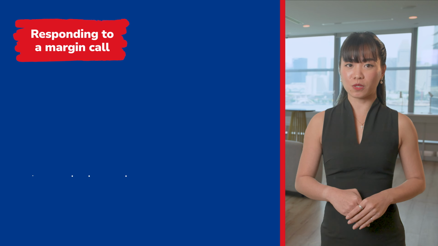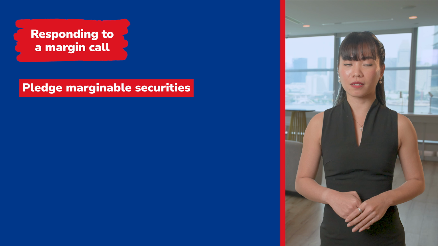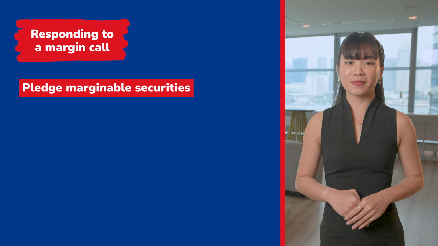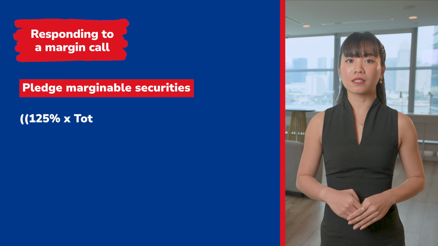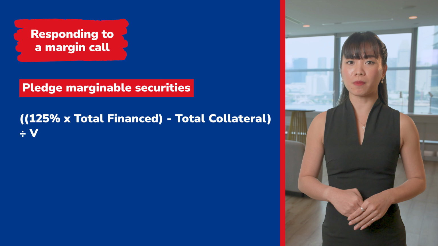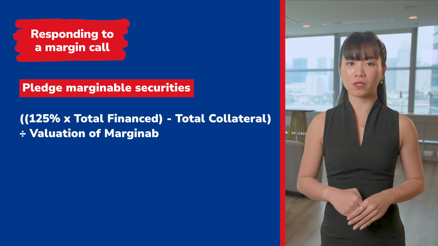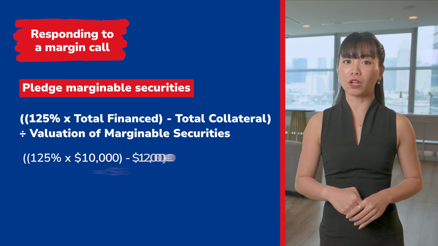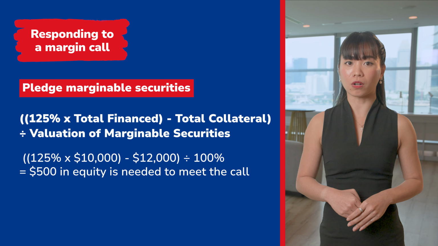The second way is to pledge marginable securities. To determine the shortfall amount, we will use this formula: 125% times total financed minus total collateral divided by the valuation of marginable securities. Based on this scenario, $500 in equity is needed to meet the call.